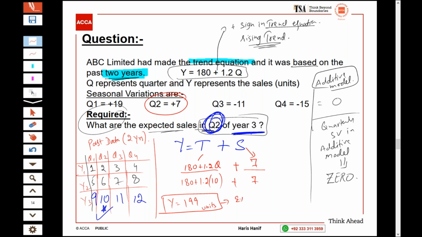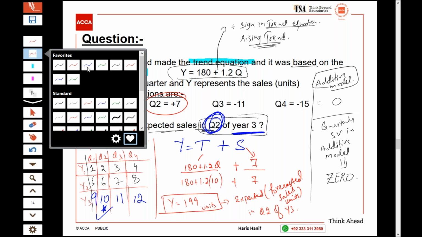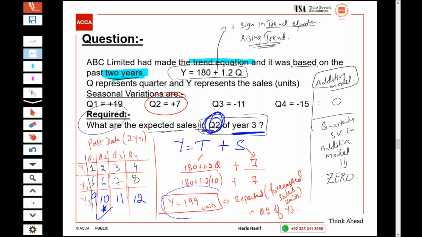That is the expected, or you can say the forecasted sales units in quarter 2 of year 3. This is just a forecasting. It is not necessarily that these number of units will be sold. This is my estimation based on the past 2 years.